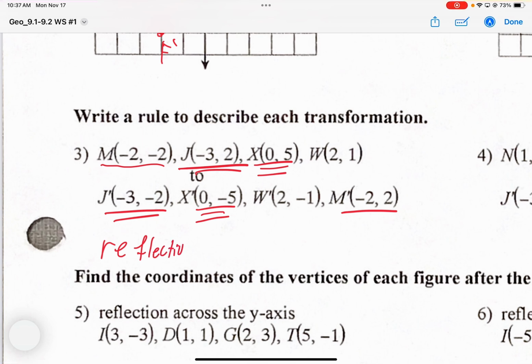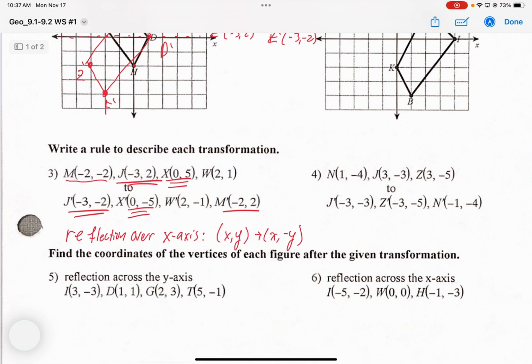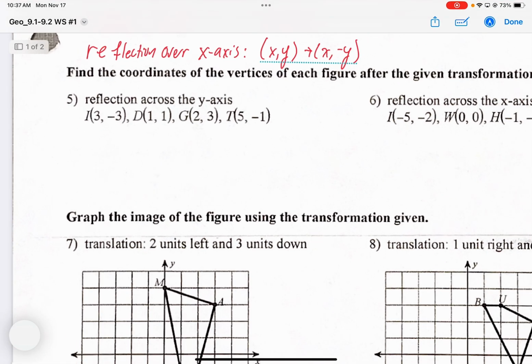Reflection over x-axis. Really, the rule would be (x, y) goes to (x, negative y). But that's what transformation is: a reflection over my x-axis. Okay? All right, this one wants you to find the coordinates.